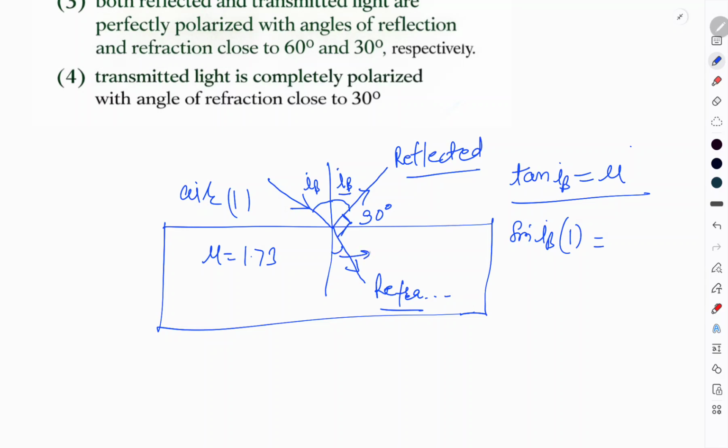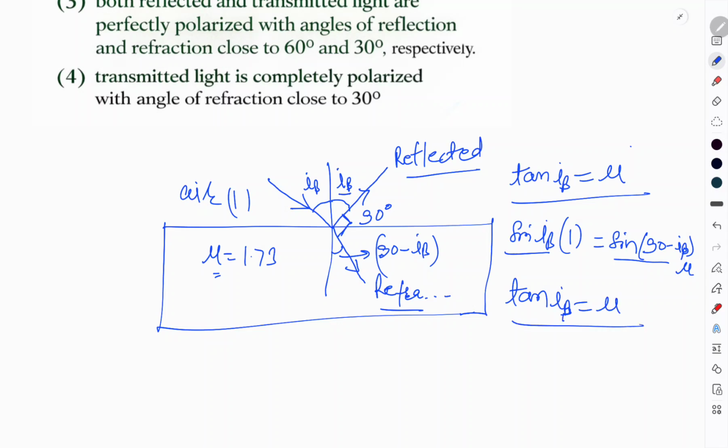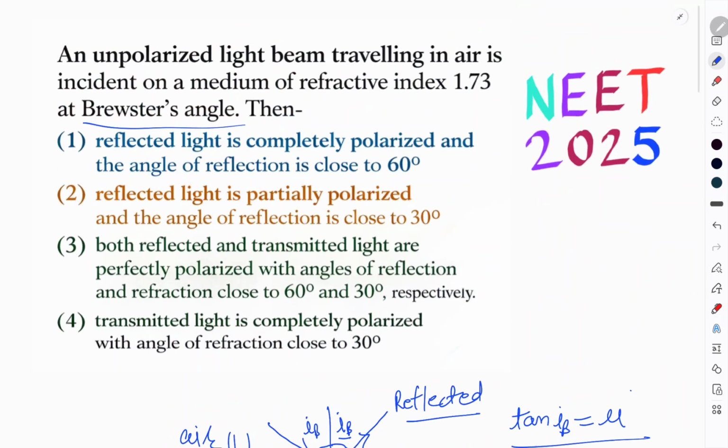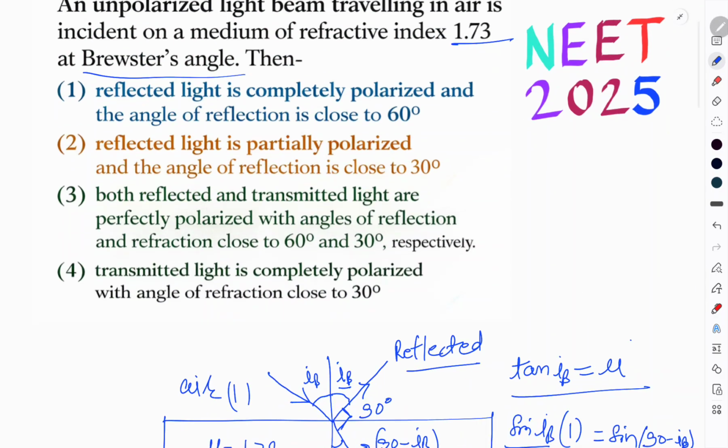So from here we can say that this angle will be 90 minus IB. Okay, so we can say that our angle of refraction, that is sin 90 minus IB, and here it is mu. So we can say that it will be sin IB upon cos IB, so that will be tan IB. Thus we get this equation or formula. Okay, so from here now let us see what is the value of mu, that is 1.73.